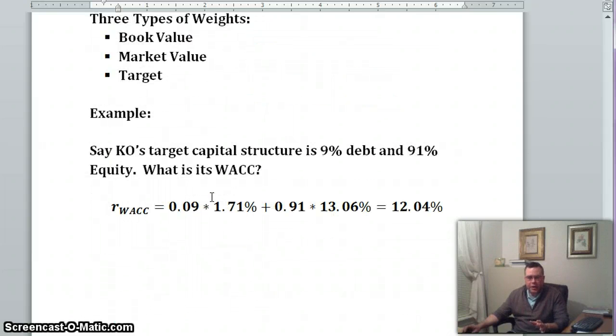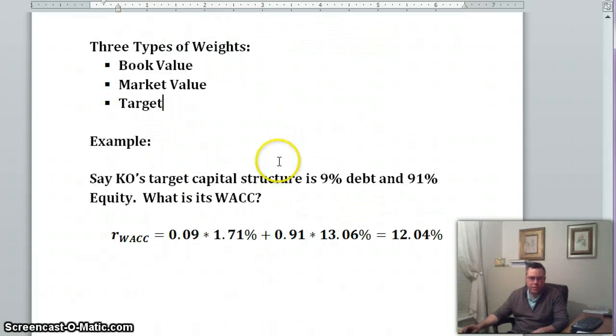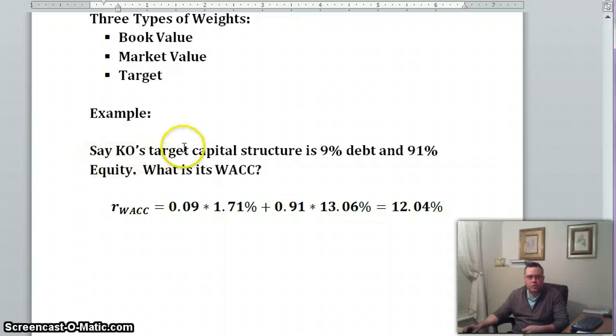So I'm not going to make you calculate those weights. They'll always just be given to you. I just wanted to real quick touch on that there's different choices of how to come up with those weights. So to do an example, say Coca-Cola's target capital structure. I'm going to actually give you targets.